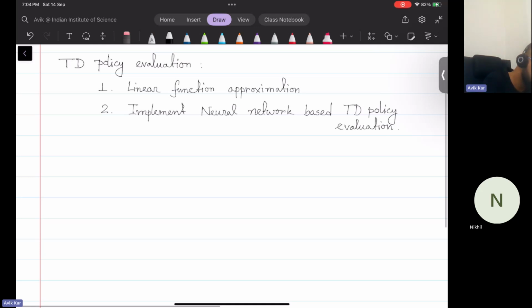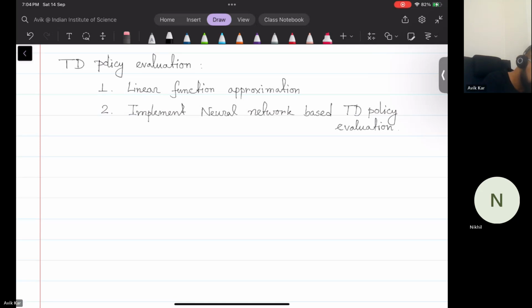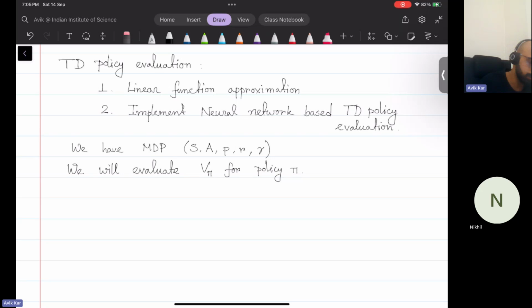So when we talk about policy evaluation, we have a policy fixed. So say the policy is pi. We will evaluate V pi, the value of the policy. And we have an MDP. So we'll discuss this in the context of a discounted MDP. We have a state space, an action space, transition probability unknown, reward function, and discount factor.